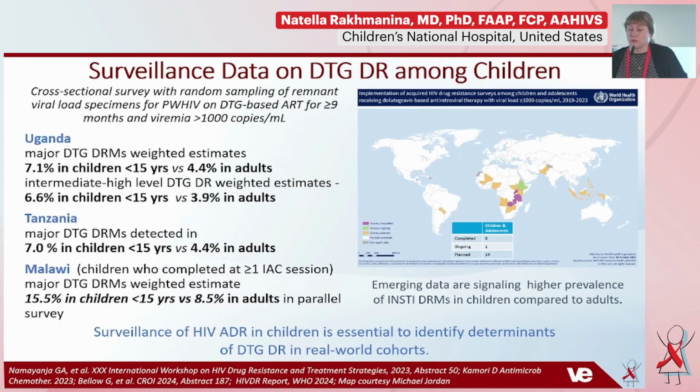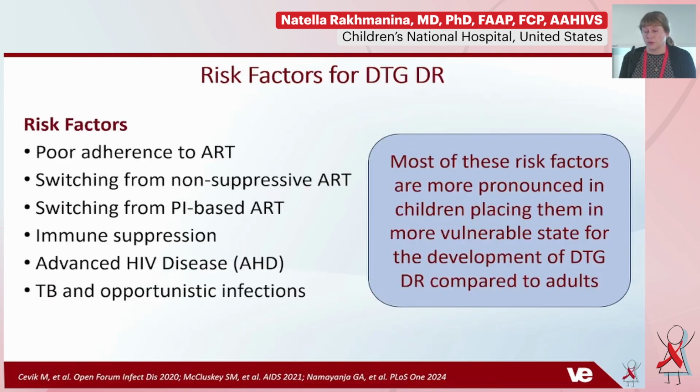WHO is conducting surveillance of DTG-DR in children. One is ongoing, six completed, 14 planned. But in a recent cross-sectional survey with random sampling of viremic samples of people who have been on DTG nine or more months, we have seen higher rates of major DTG-DRMs in Uganda, Tanzania, and Malawi in children compared to adults. This emerging data on the high prevalence of DRMs in children clearly requires surveillance, and we need to better determine the determinants of DTG-DR in real-world cohorts.